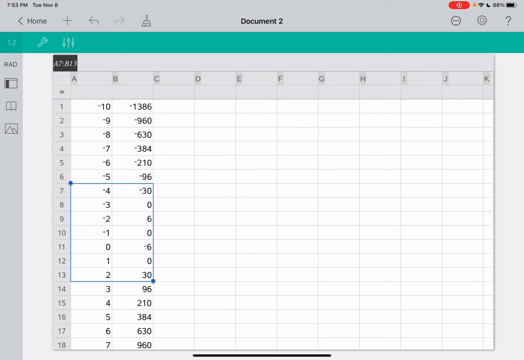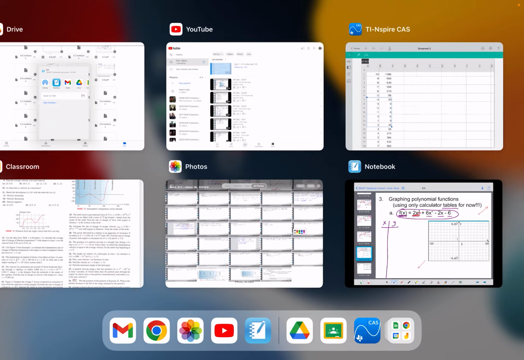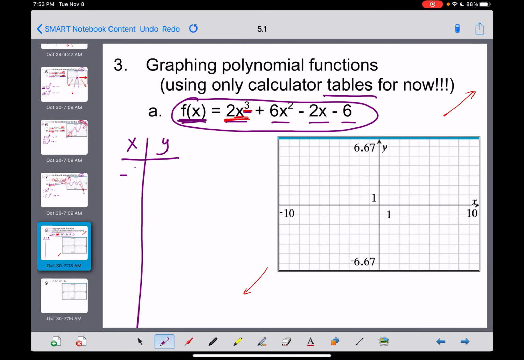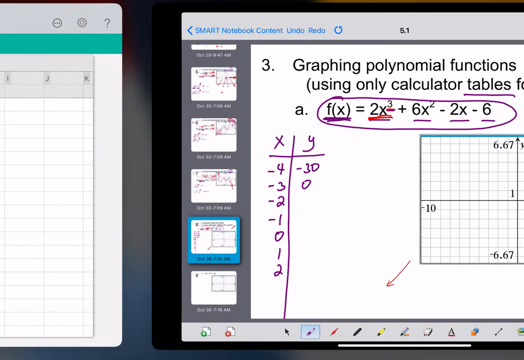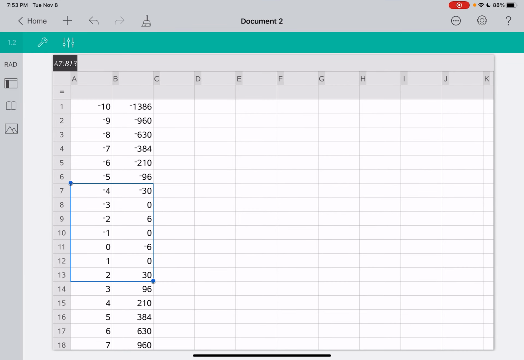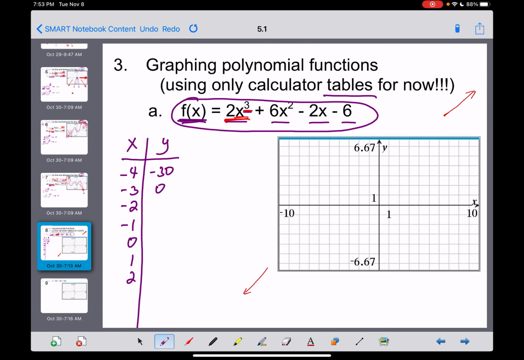It looks like I've got 1, 2, 3, 4, 5, 6, 7 ordered pairs that I'm going to put into my table here, guys. Negative 4, negative 30, negative 3, 0. Okay, here we go. Negative 4, negative 30, we had negative 3 and 0, and I think I had negative 2, negative 1, 0, 1, 2, I think that's as far as I went there. So negative 3, 0, and I got 6, 0, negative 6, 0.